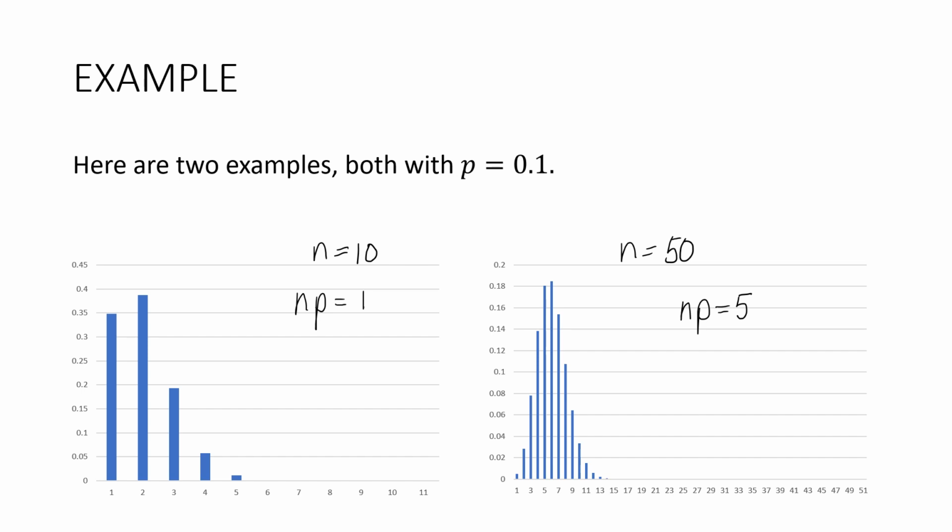Let's check this out. So here we've got 10 trials, and we've got p is equal to 0.1, so 10 times 0.1 is 1. This doesn't look like a normal distribution at all. Here we've got 50 trials, still 0.1, 50 times 0.1, np is equal to 5, and you can see how that is really starting to look like a normal distribution.